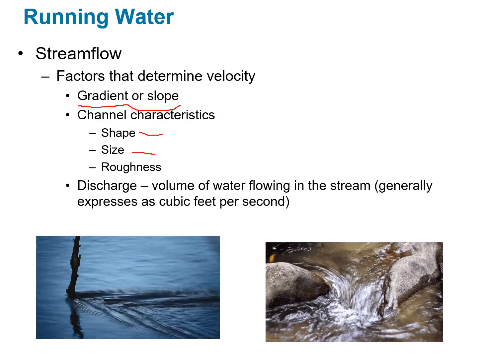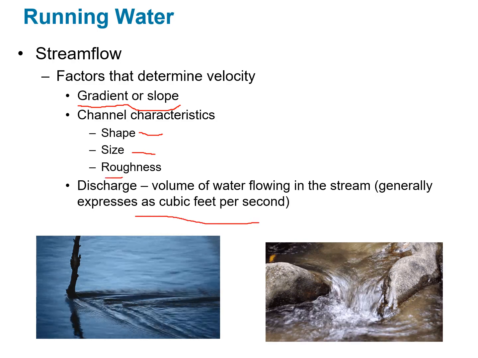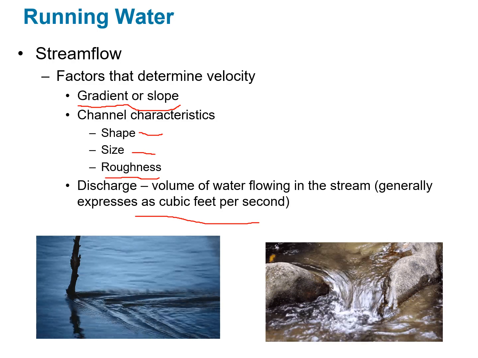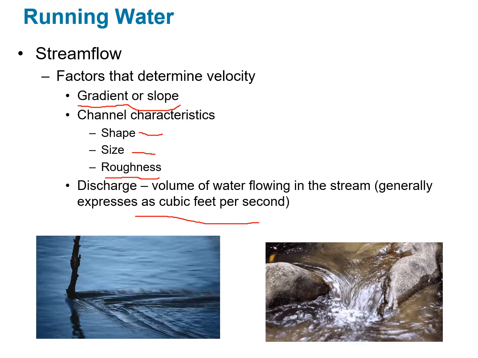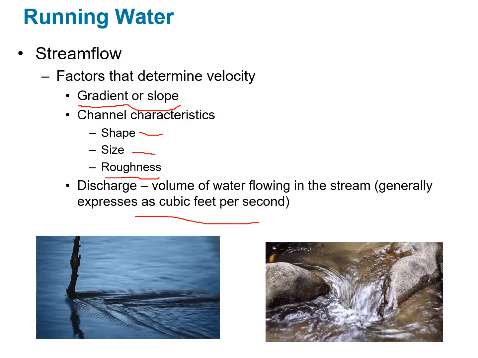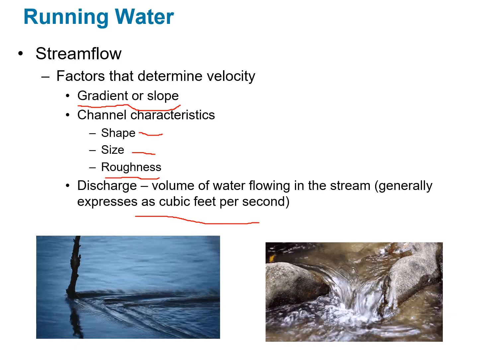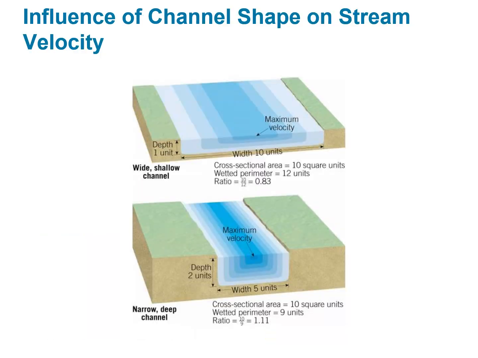Okay, it's expressed in cubic feet per second. And also the channel roughness. If you have a very smooth channel, like a lot of clay sediment smoothing out the bottom of the channel, you'll have faster flowing water. If you've got jagged rocks at the bottom of the river bed, then that's going to frictionally slow down the water. So here are examples of a wide stream.